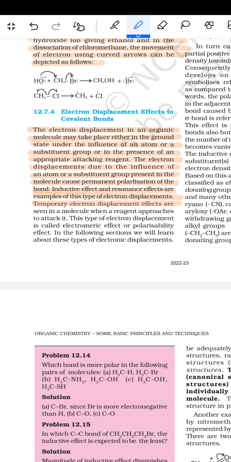Temporary electron displacement effects are seen in the molecule when the reagent approaches to attack it. This type of electron displacement is called the electromeric effect or the polarizability effect. In the following section, we will learn about this type of electronic displacement.